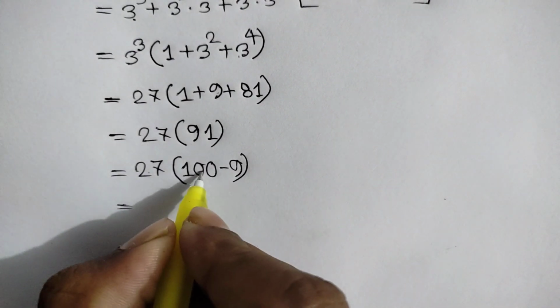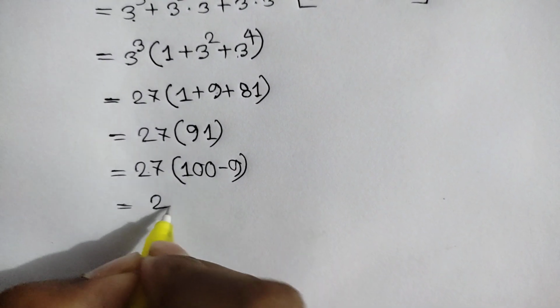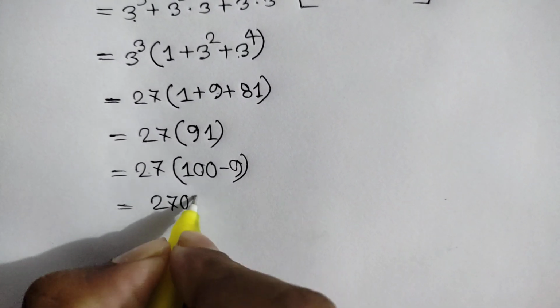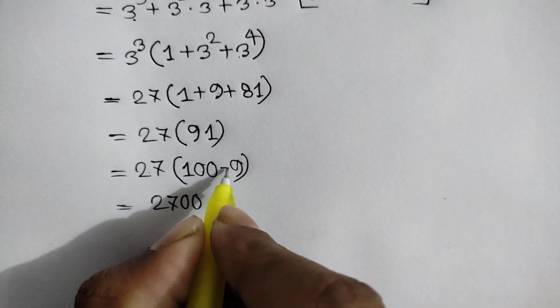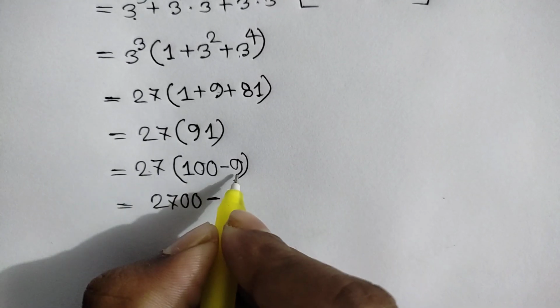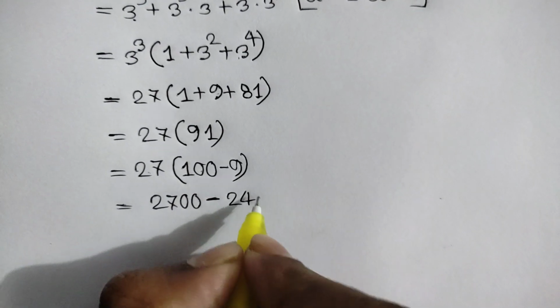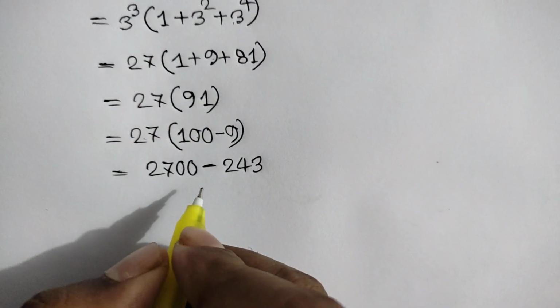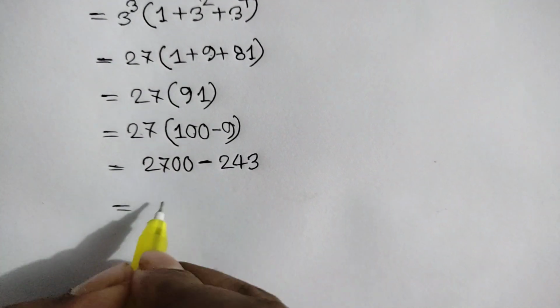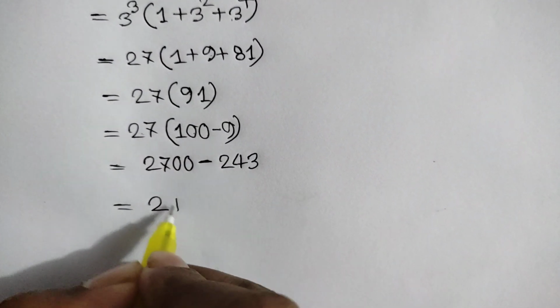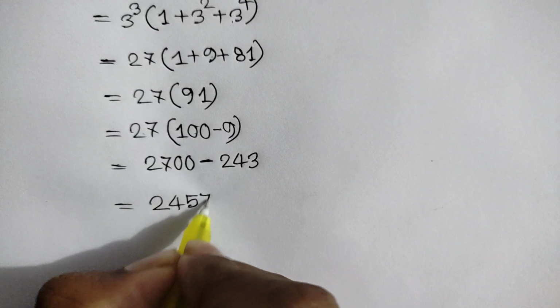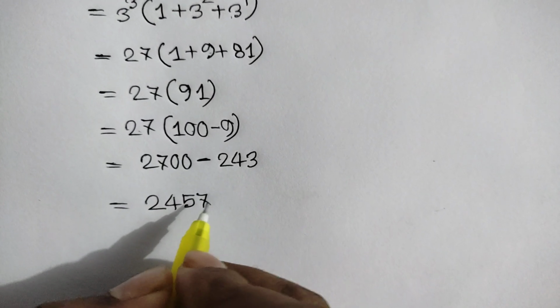Next, 27 times 100 is equal to 2700, minus 27 times 9 is equal to 243. Next, 2457 is the right answer.